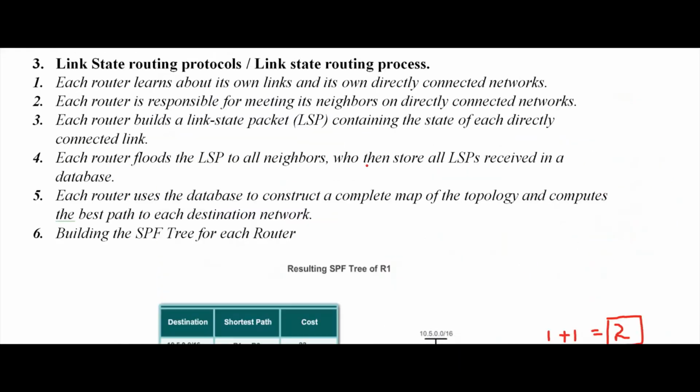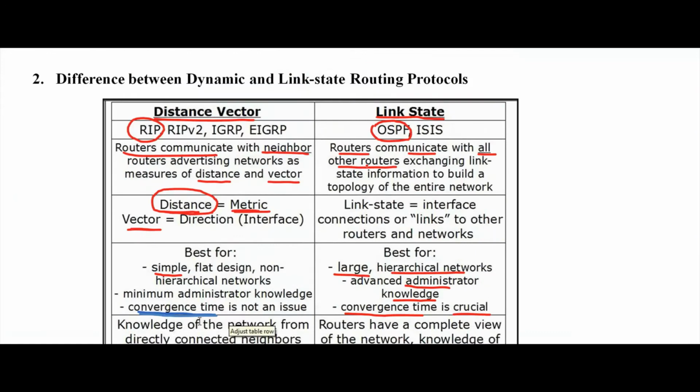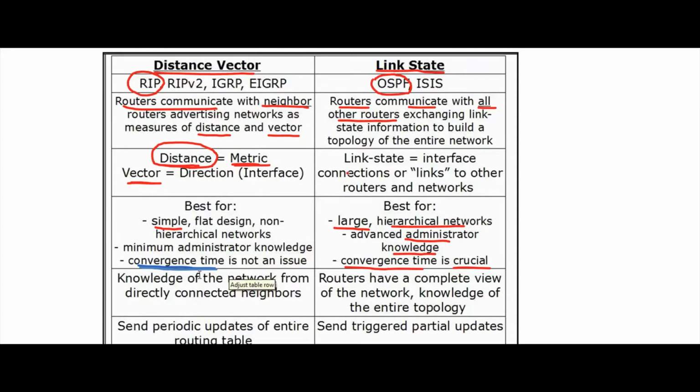So the distance vector routing protocol is a very simple routing protocol. It will check only the number of routers, the number of hops you are going to jump. But the link state routing protocol is not like that. The link state routing protocol is not like that.